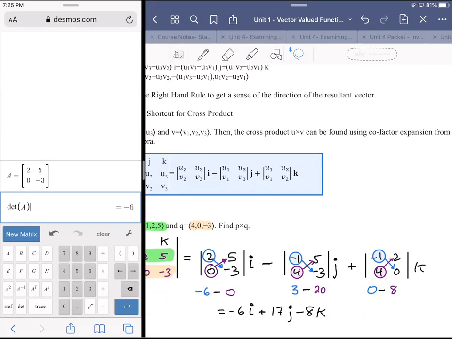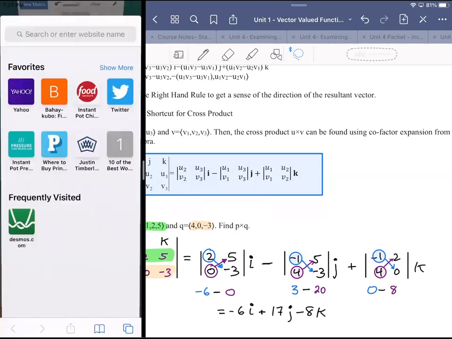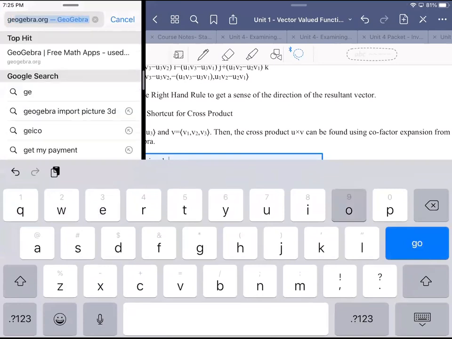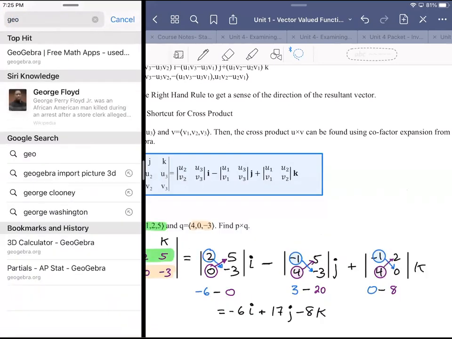You could use Desmos and the matrix calculator to figure all that out for you. That's fine. But I would say probably a better way to do it is by hand. How'd you get to -8 in the last? Okay. So you have diagonal down, which is 0, minus, and then 4 times 2 is 8. So 0 minus 8 gives you -8.